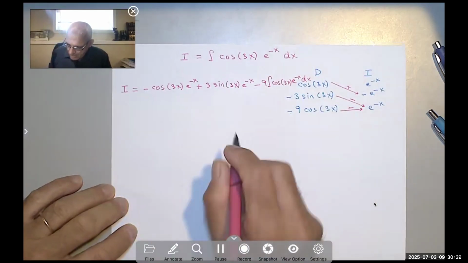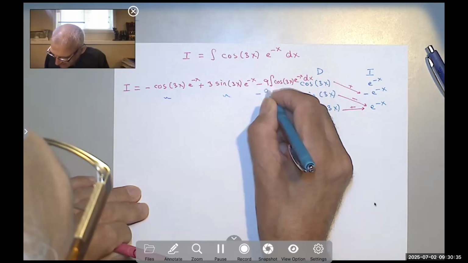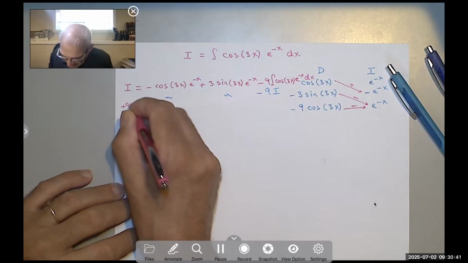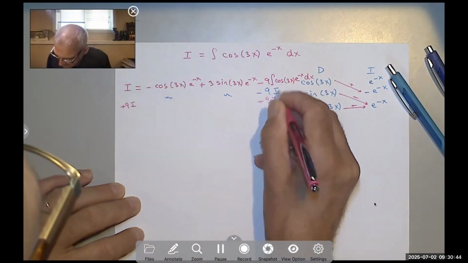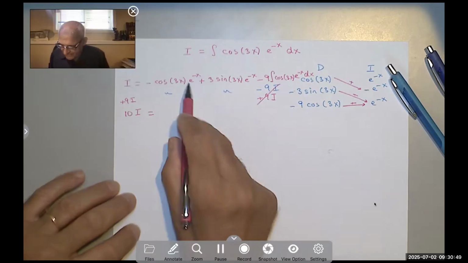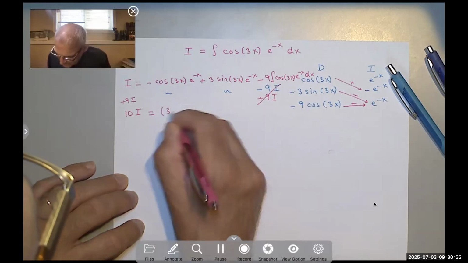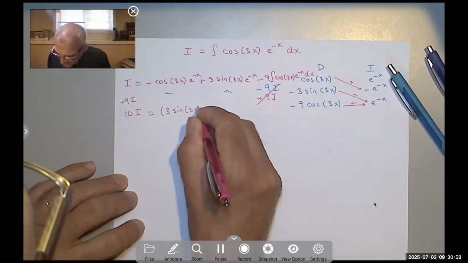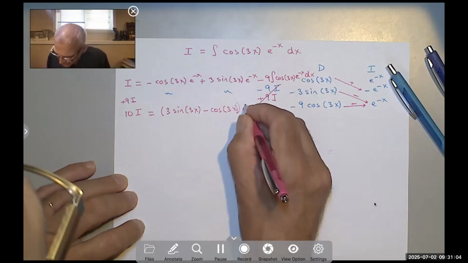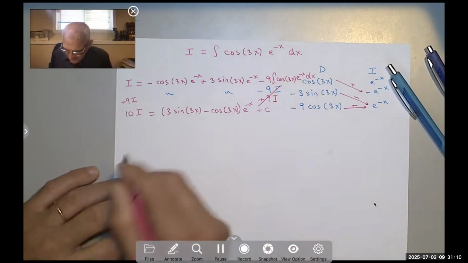So now I can rewrite these two terms as minus 9I. And like I did in algebra, I add 9I to both sides. And I will get 10I equals, I can factor the e to the negative x. So I get, if you want, you can write it as 3 sine 3x minus cosine 3x, the whole thing times e to the negative x. So finally, or plus a constant. You can write that since this is an integral.